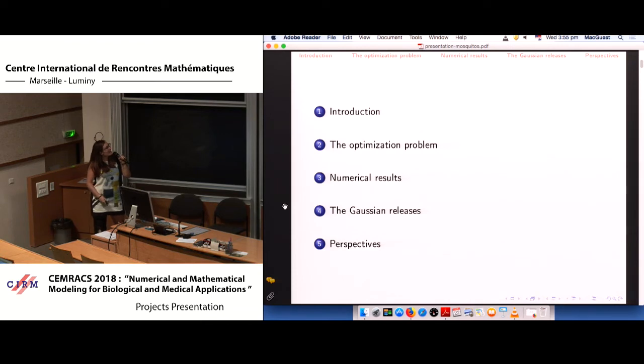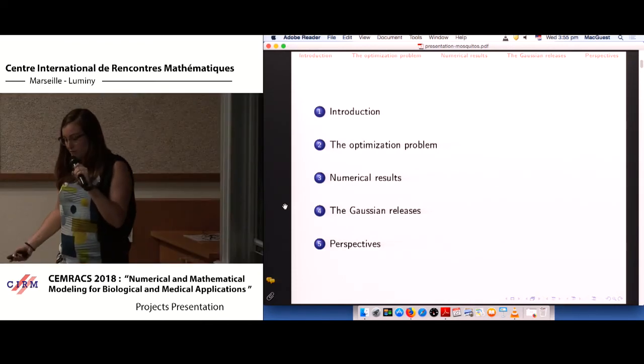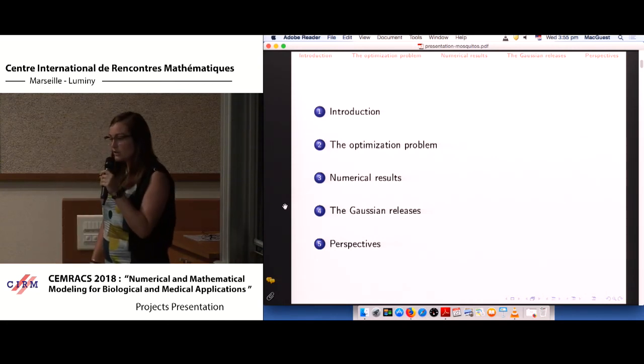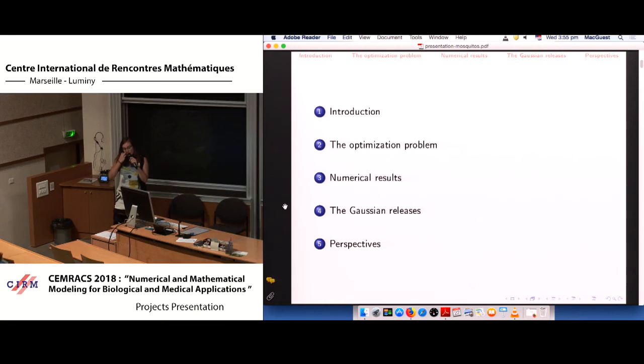The main outline of our presentation will be a short introduction and then the optimization problem. In the third part we will see the numerical results, then the Gaussian release, and we will finish with later perspectives.